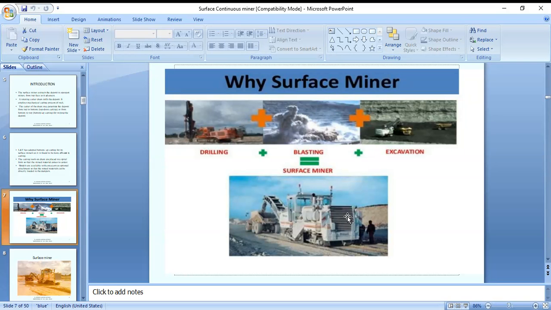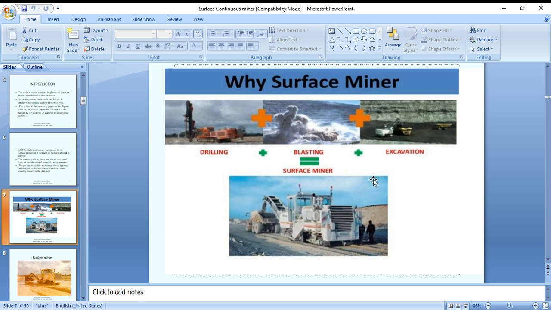So why a surface miner? What is the requirement? What is the specialty of this surface miner? Why are we going for selective mining instead of the conventional shovel, dumper, drilling and blasting mechanism? The surface miner is almost equal to drilling plus blasting plus excavation. One activity completes three operations, which are avoided, and equals one surface miner. That is the one basic advantage of the surface miner.